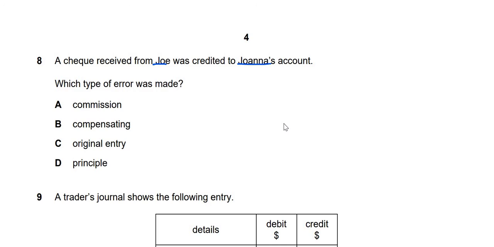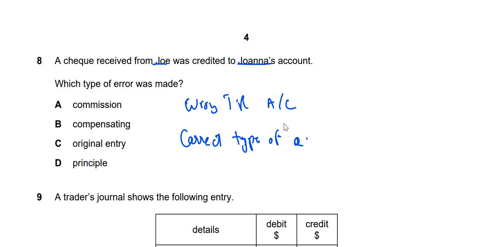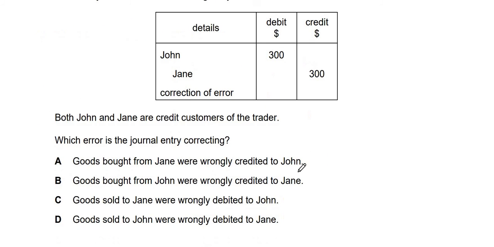So the wrong trade receivable account was credited, but it was the correct class, that is customer's account. Wrong trade receivable account, correct type of account. Alright, so the answer is A. Moving on to question number 9.